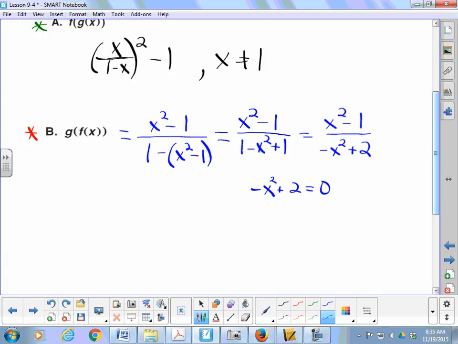So I'll add x squared to both sides, and we get 2 equals x squared. And to find x, we'll take the square root. So x cannot equal plus or minus the square root of 2. And we're solving an actual equation, so we get plus or minus. Don't forget that.